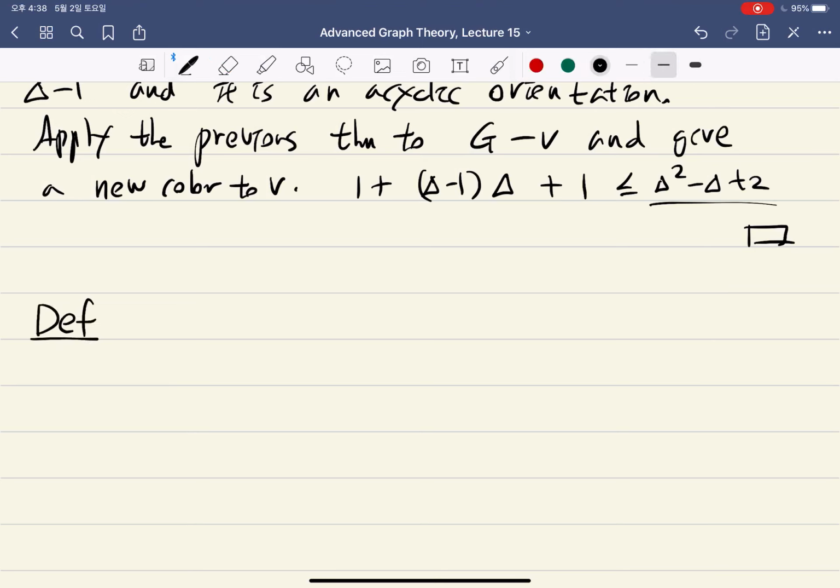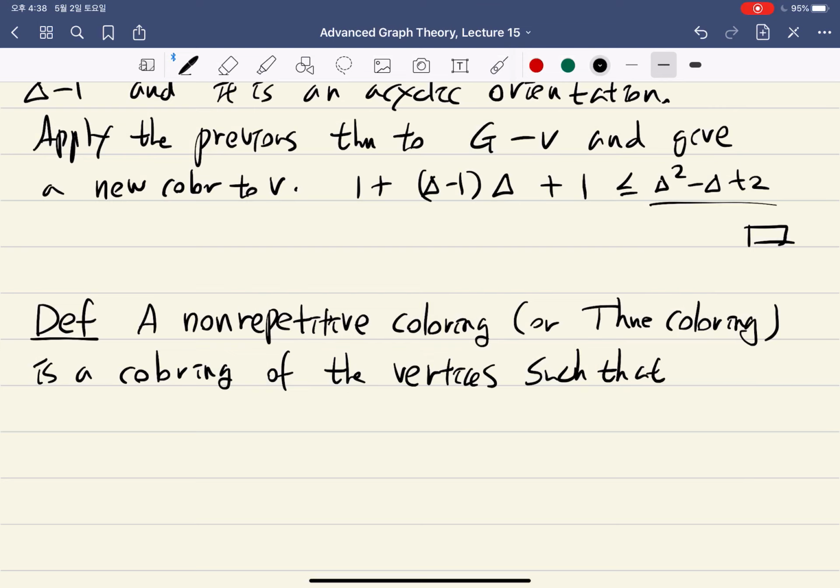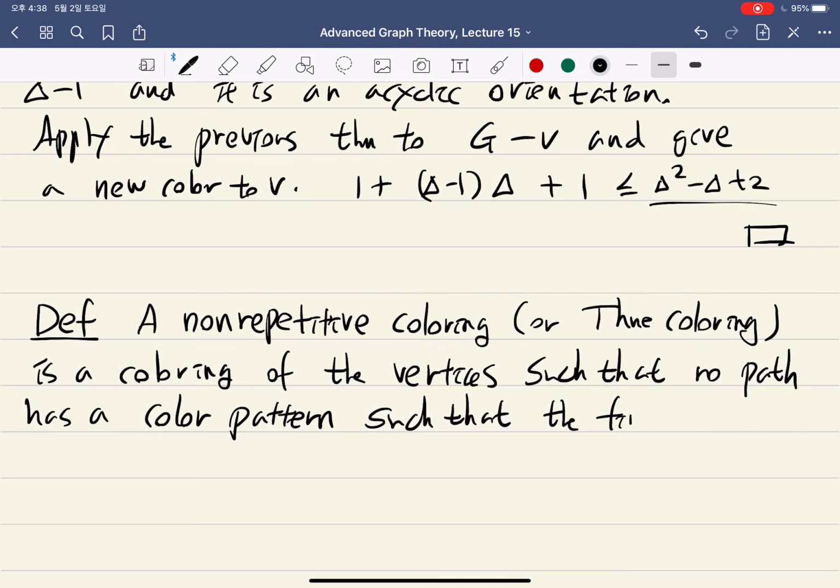So let's consider one more variation of the proper coloring. We say that our coloring is non-repetitive coloring, or Thue coloring, if it is a coloring of the vertices such that no path has a color pattern such that the first half is repeated on the second half.